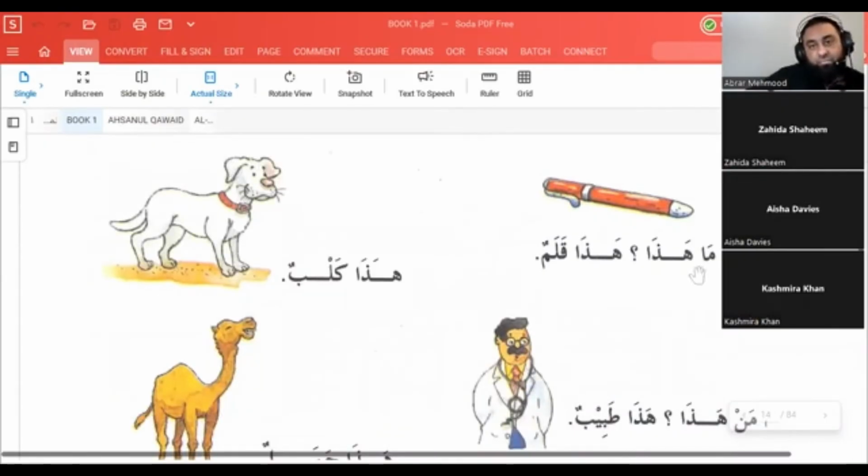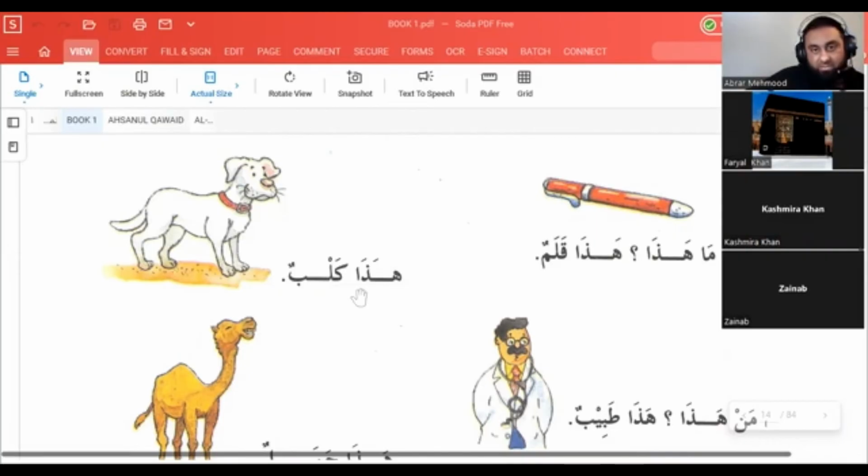Ma hada, what is this? Hada qalam. This is a pen. Alhamdulillah. Right, who do we have next? Sister Zainab, if you could come on. Hada kalb. This is a dog. Good. Alhamdulillah.